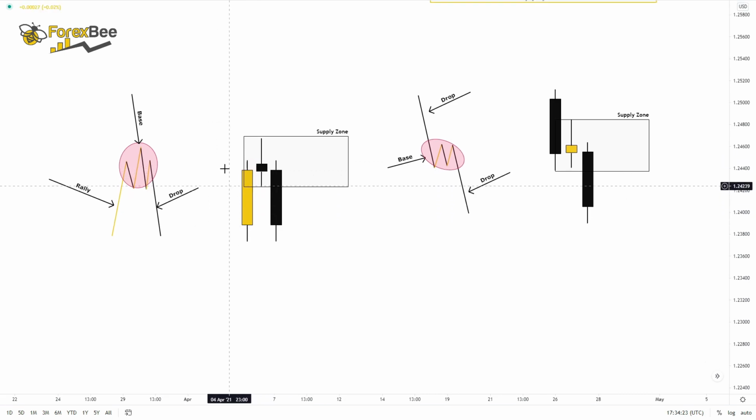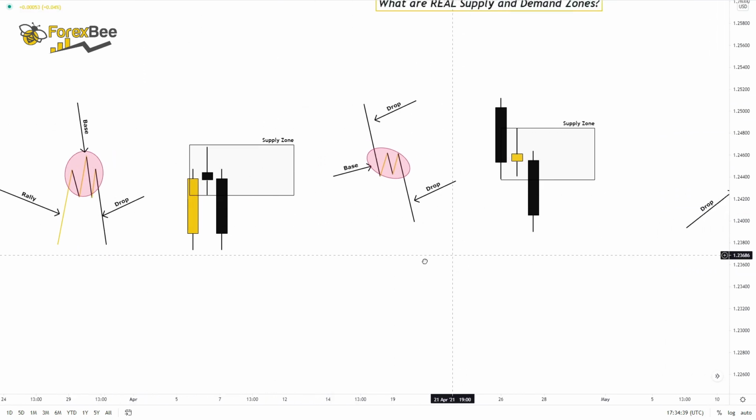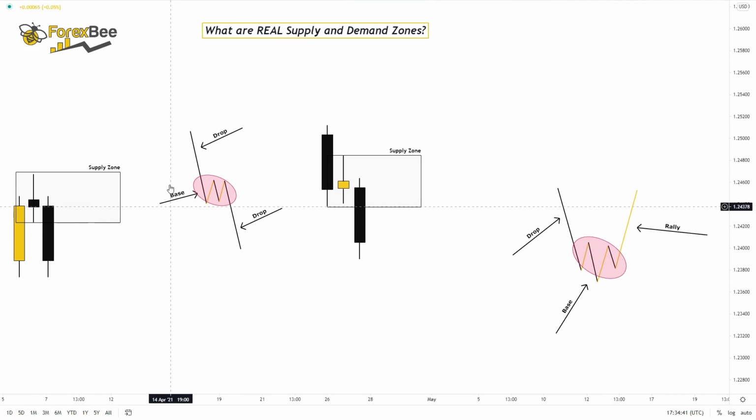In this supply zone pattern, the price goes up, that's the rally, then base, in which the price moves sideways, and then drop. So this is basically a rally base drop supply zone. Now let me show you another supply zone, in which there is drop, base, and drop. Here the market is going bearish, there's a big candle, then one base candle, and then again the market went bearish.